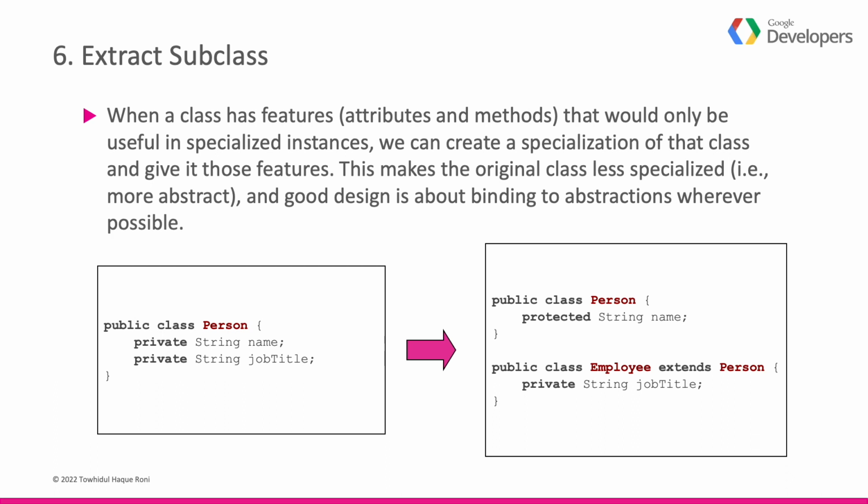The separation not only enhances clarity but also allows for easier extension in the future. New specialized subclasses can be introduced without modifying the general person class, promoting a flexible and adaptable code base. Remember, good design revolves around abstracting commonalities and encapsulating variabilities. Extracting subclass is a powerful way to achieve this goal, leading to a more modular and maintainable code base.